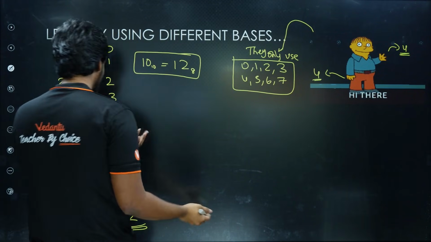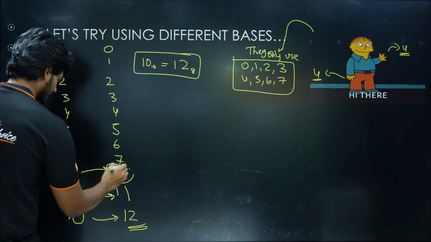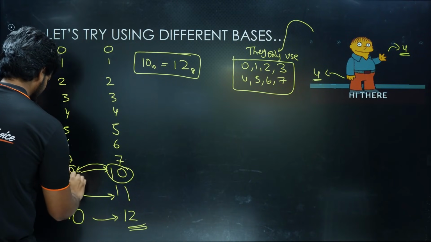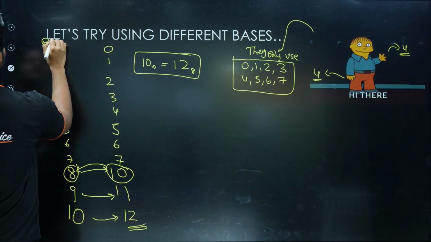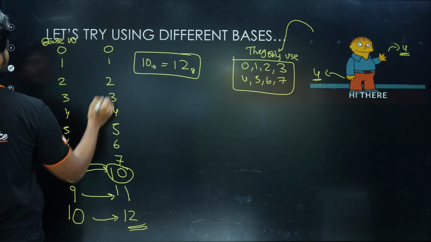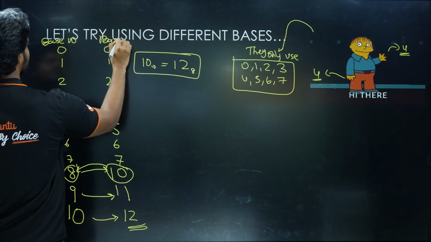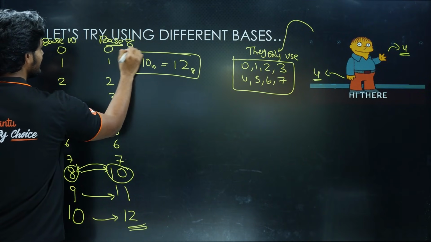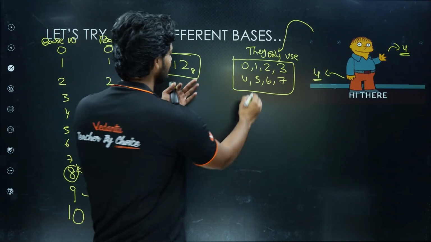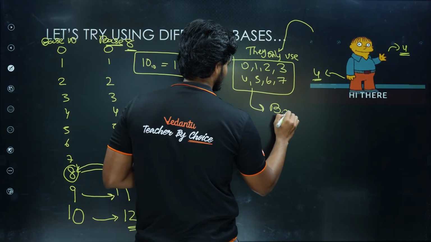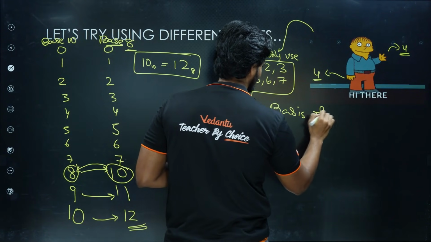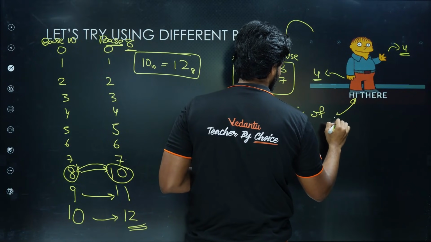So what is 10 base 8? 10 base 8 is 8 base 10. So here I am doing base 10. Here I am doing base 8. Why base 8? This is the basis of his number system.